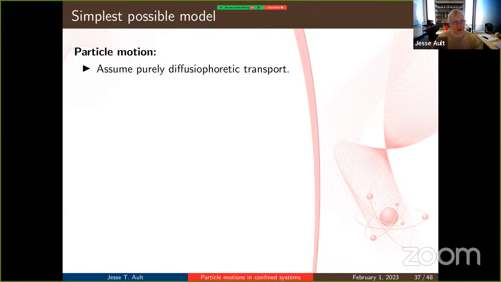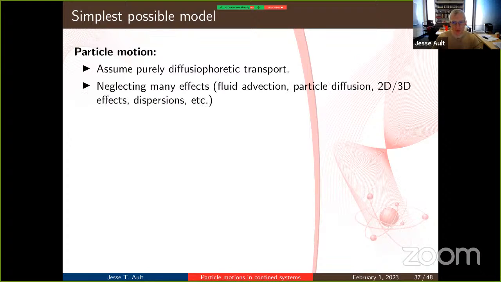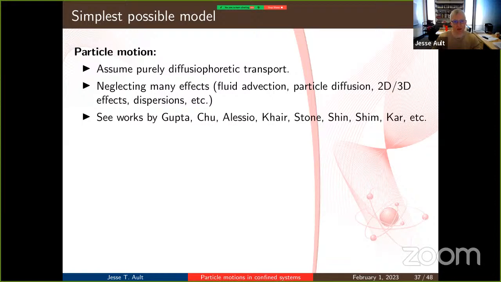For the particle motion, we're assuming purely diffusiophoresis. We're assuming there's no fluid advection, no particle diffusion, which is fine because it's much slower compared to the solute diffusion. And we're ignoring all 2D and 3D effects, such as dispersion and things like this. But there's been a lot of work on this recently. So if you're interested, you should see the works by Gupta, Chu, Alessio, Kerr, Stone, Shin, Shim, Carr, etc. There's a lot of work on this, especially in the last 5 to 10 years.